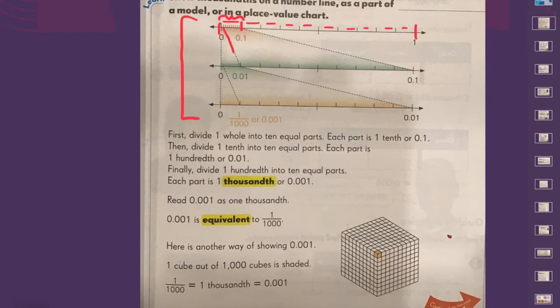If we take that between 0 and that very first tick mark and divide it into 10 pieces, that's going to represent 1/100th. And then if we take this little piece between 0 and that first tick mark and divide it into 10 equal pieces, that would represent 1/1000th. Now, that might even still be a little bit hard to visualize, but let's look at this piece down here.